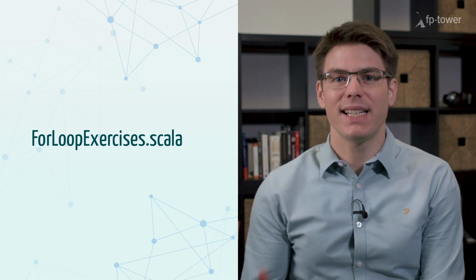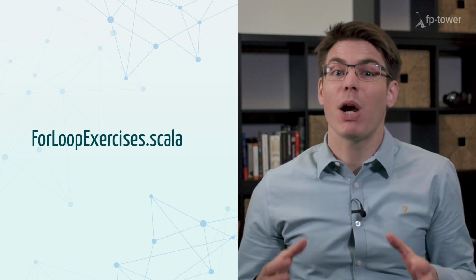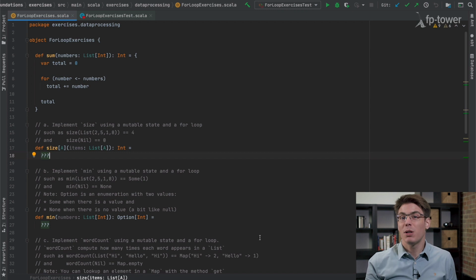So it's finally time to practice. Can you please open the file for loop exercises in your favorite IDE, where we're going to implement a couple of methods using for loops so that we can familiarize ourselves with this syntax. First, we'll try to implement size as a method that calculates the number of elements in a list. This method already exists in the standard library, but our goal here is to re-implement it using a for loop and a mutable state as we did for sum. So I'll let you pause the video and try to implement and test size yourself. Don't hesitate to search for interesting property-based tests in order to make this exercise more challenging.